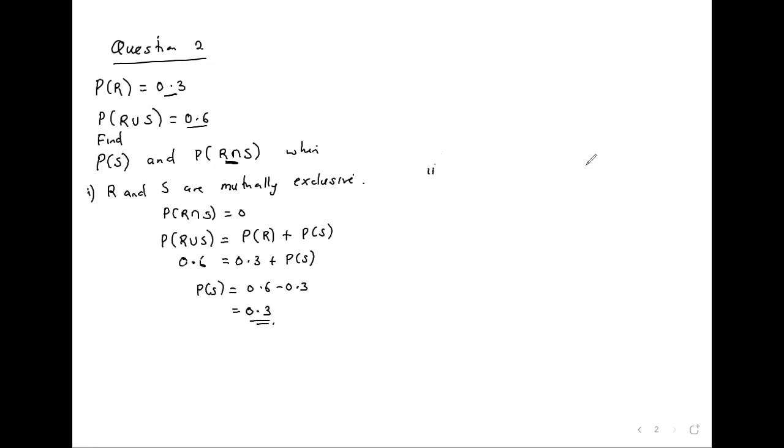Then part 2, if R and S are independent. When do we say two events are independent? When the probability of their intersection is the same as the probability of R times the probability of S.